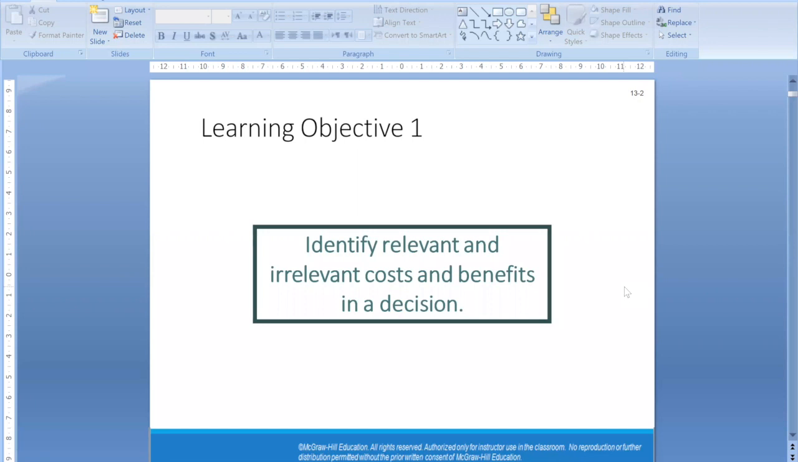The first thing in chapter 13, we're talking about the relevant and irrelevant decisions, which is related or important to decision making or not. Relevant information means it is important for the decision. Irrelevant will be not important for a decision. Okay.